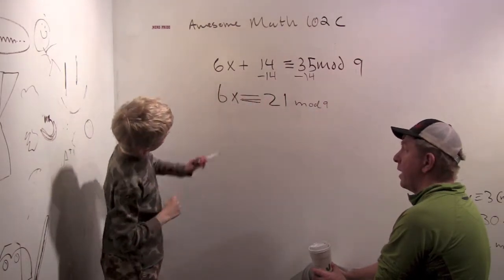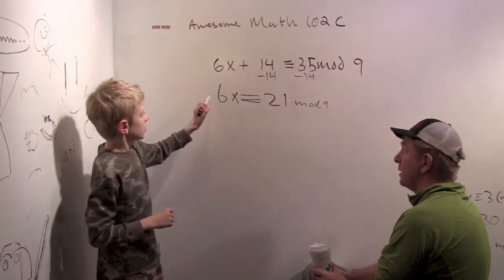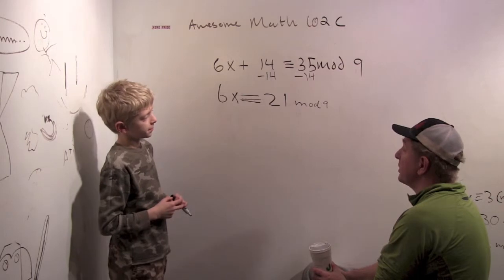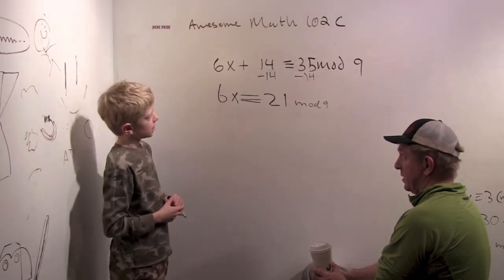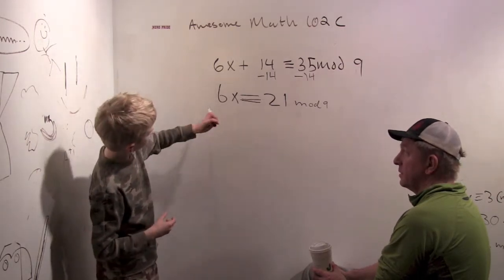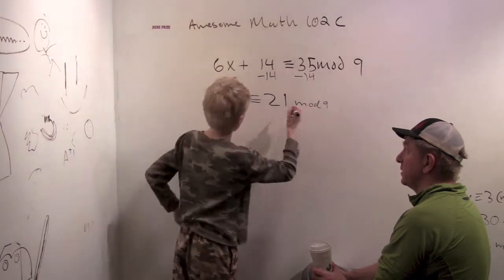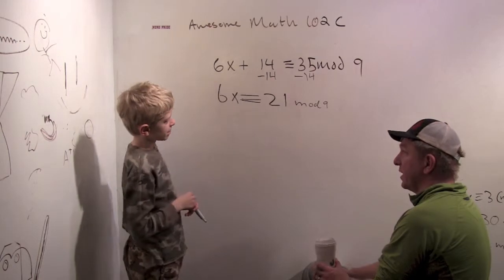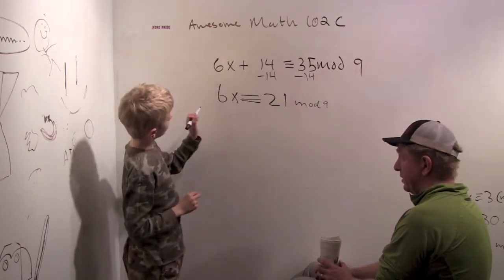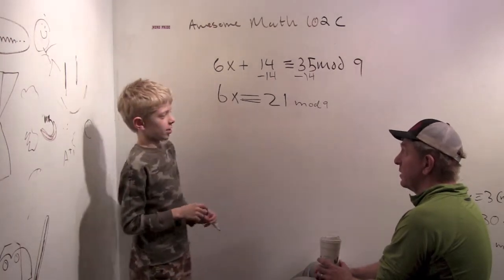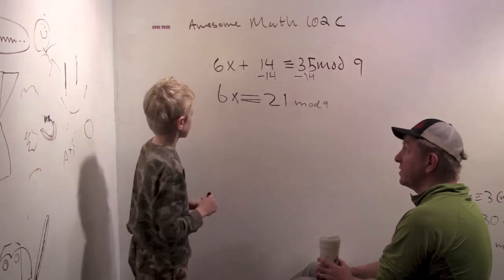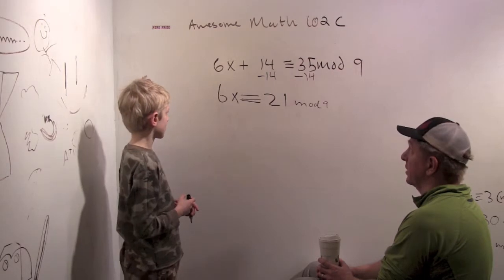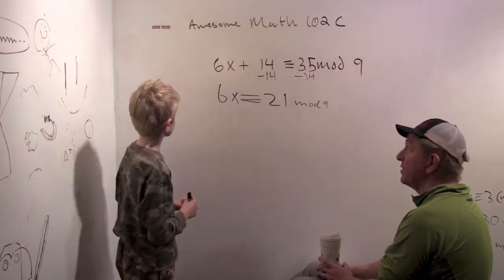Well, this is mod 9, so 9 and 6 have a common factor. So that means there's no inverse. But 6, 21, and 9 all have a common factor. What is that common factor? It's 3, so it looks like we can take a 3 out of everything. And this is the situation where there are solutions to this. So what happens when we divide everything by 3?